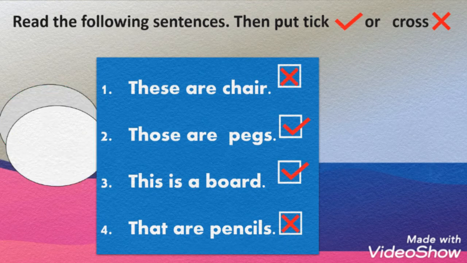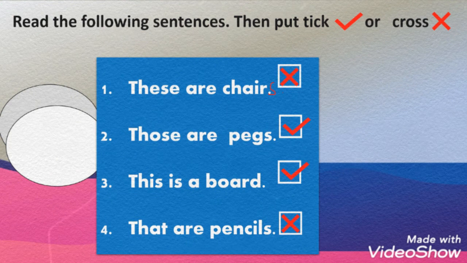Can you see, here we have number one, the first sentence: these are chair. We should add s here, right? These are chairs. It is correct if we add s, but because there is only one chair, it is wrong. If we want to make it singular, we have to say this is a chair.